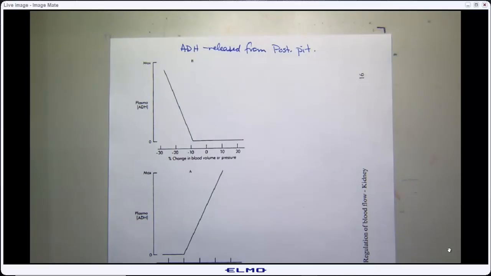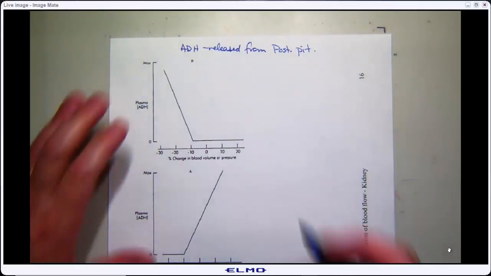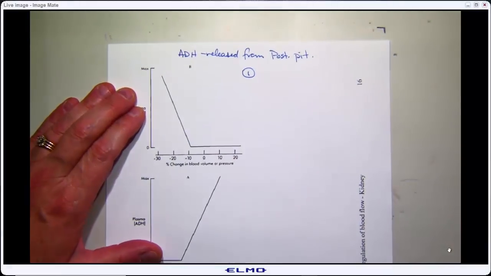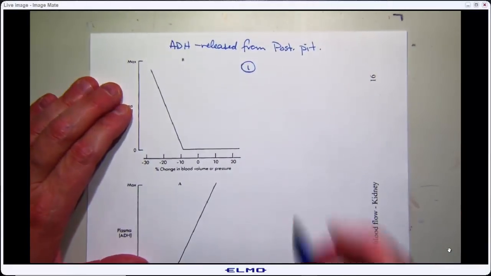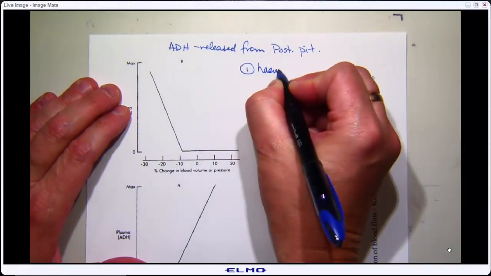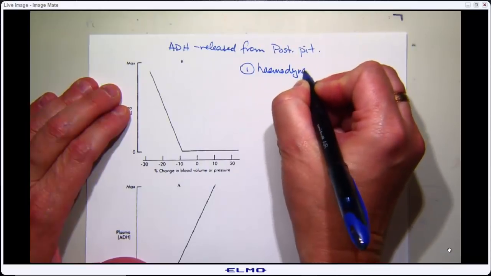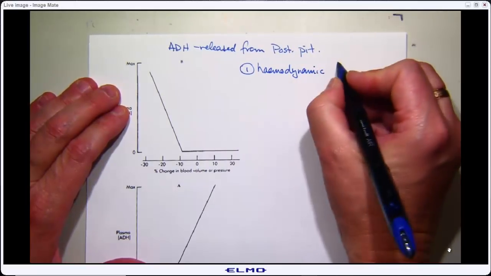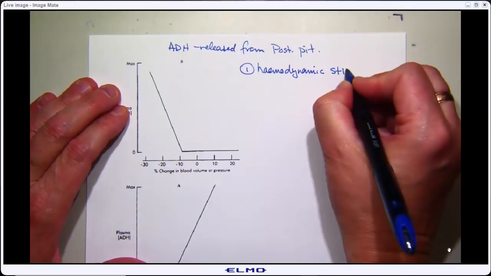So there's two stimuli for ADH. One is a hemodynamic stimulus, and another is an osmotic stimulus, okay? So that means we have to have hemodynamic sensors and osmotic sensors, right? So let's think about the hemodynamic first. So, hemodynamic stimulus.